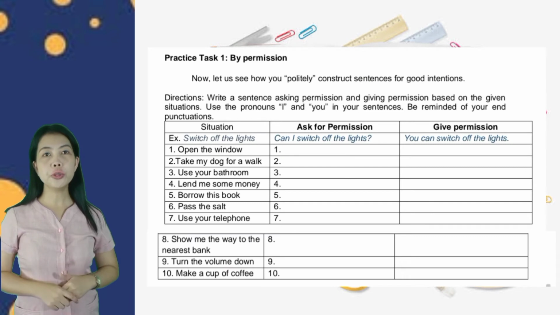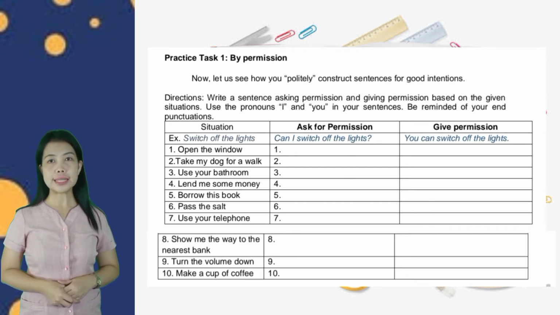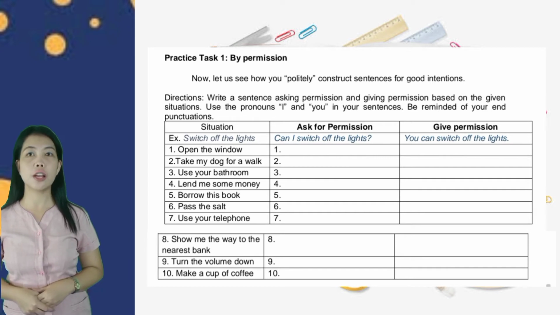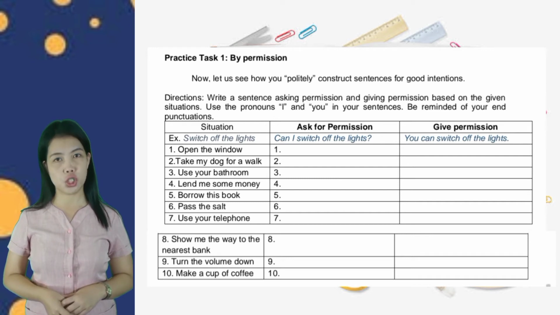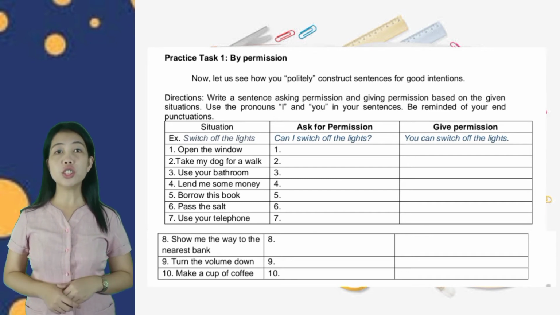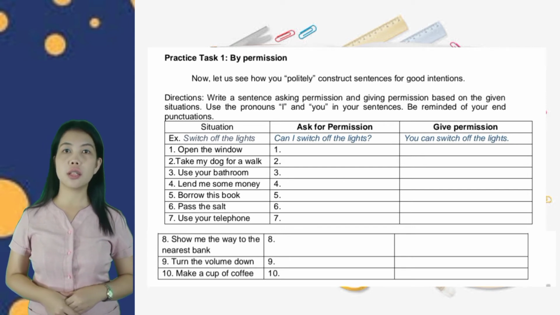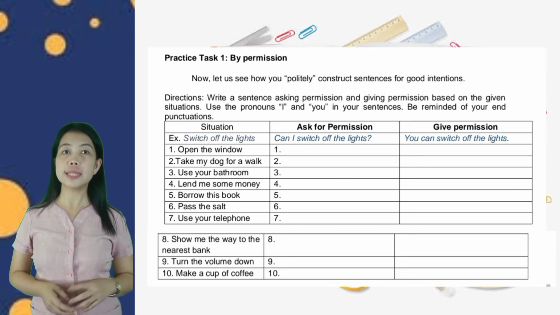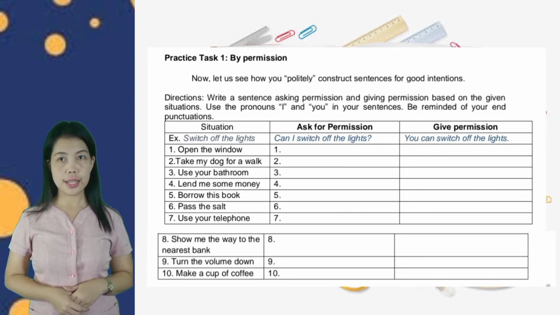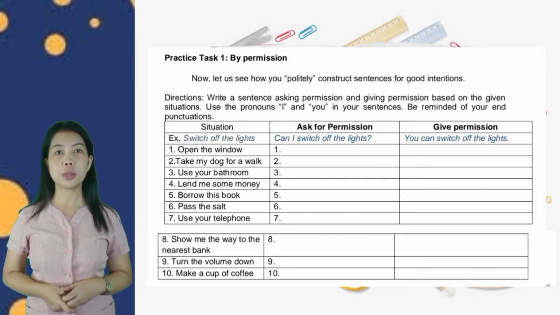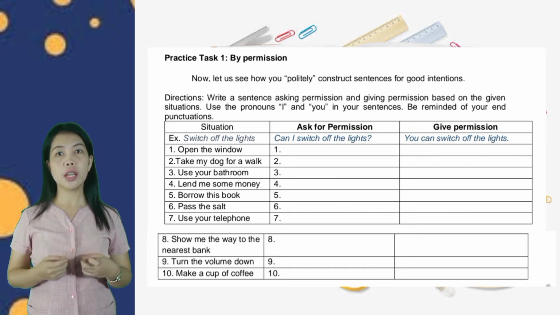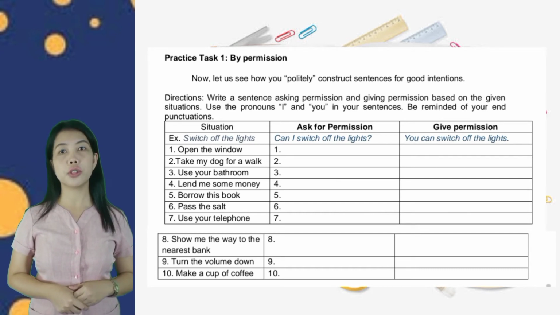This time, you will use your pen and paper. Let's see how you politely construct sentences for good intentions by answering practice task 1, by permission. It is also found on page 4 of your learning activity sheet, wherein you are going to write a sentence asking for permission and giving permission based on the given situations. Use the pronouns I and you in your sentences. Be reminded of your end punctuations. Very good. Let us try some more.